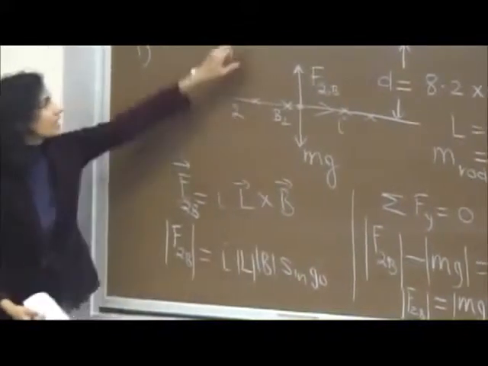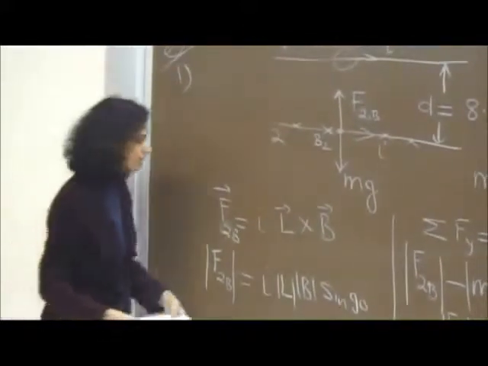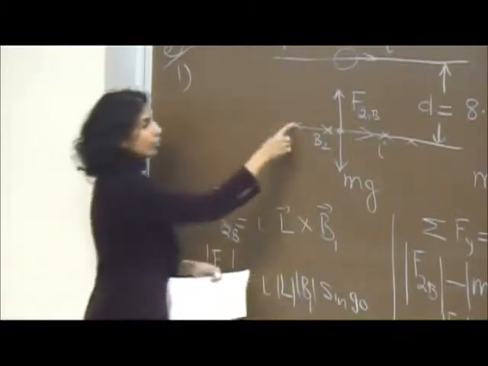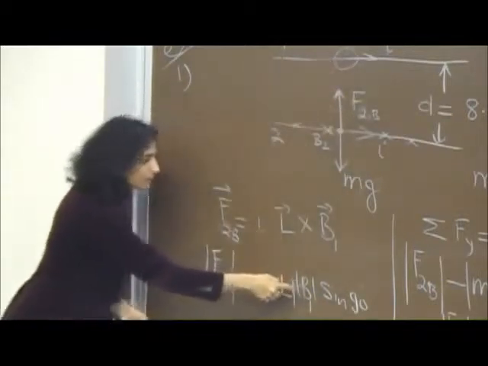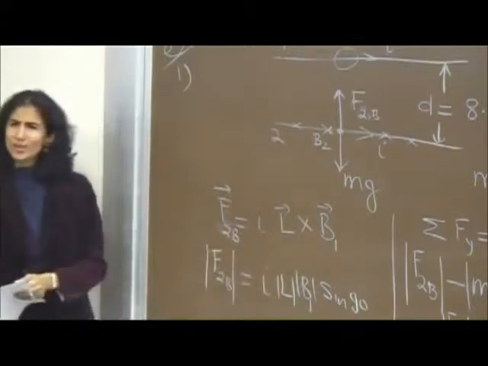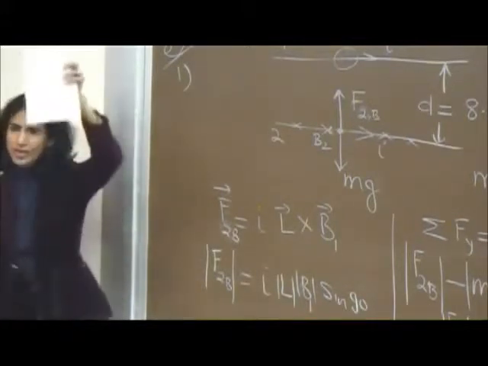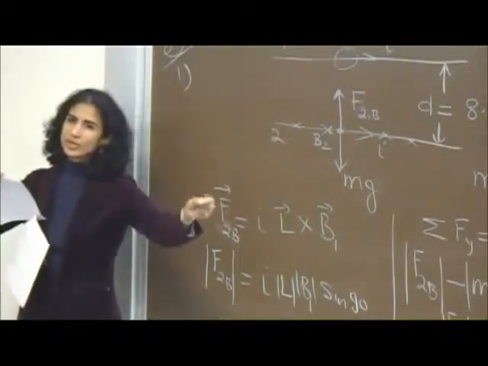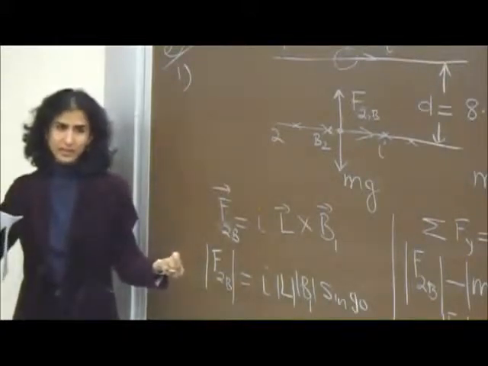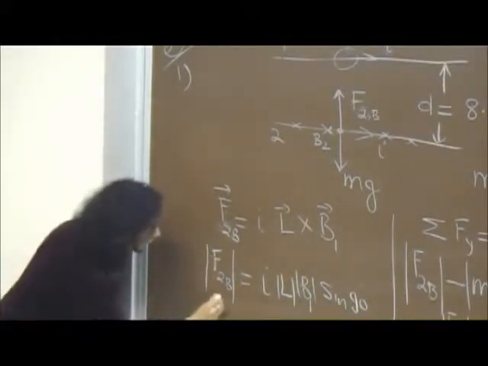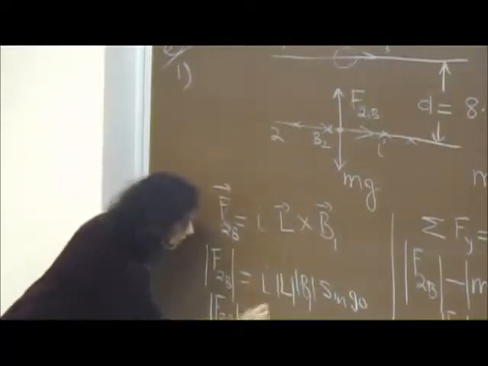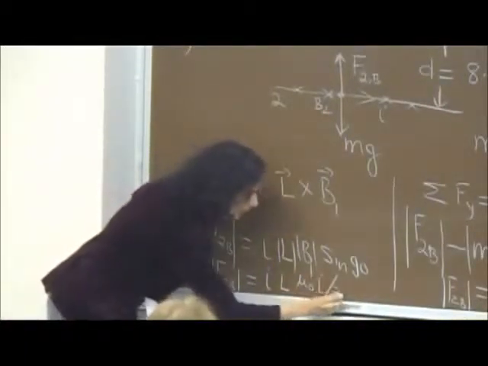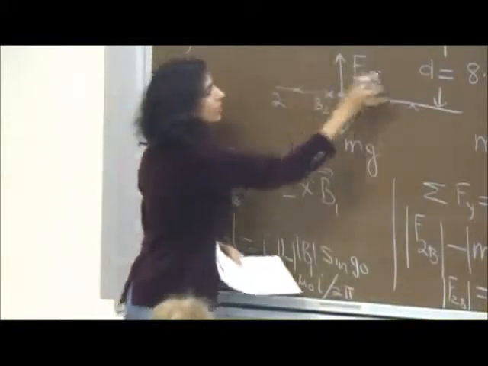What is this B? B is really the magnetic field that is produced by wire 1. If you like, maybe it's clearer if I call it B1. That means this is the magnetic field at the location of wire 2, which is produced by wire 1. What is the magnetic field produced by wire 1? Do you remember? If the wire is long, straight, carrying current, the magnetic field produced by it at a distance r away is mu 0 times I divided by 2 pi r. Remember that? This F2B then is nothing but I, L, and B1, which will be mu 0 times I divided by 2 pi times the distance between the two wires, which is D here.